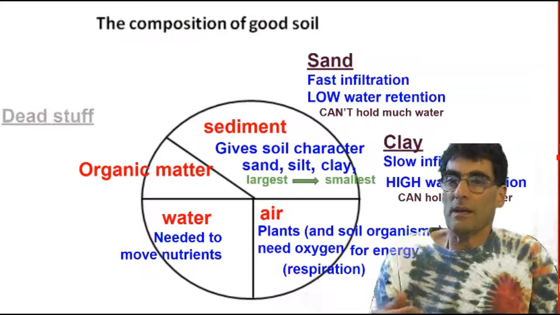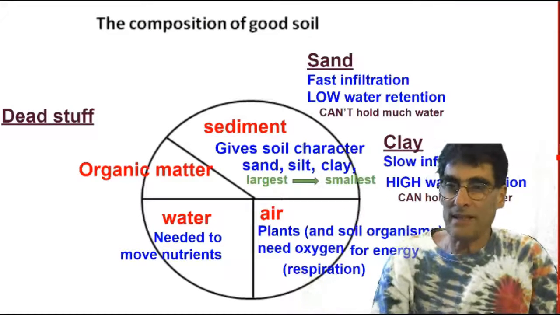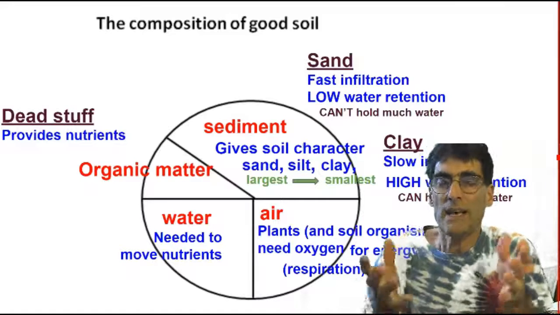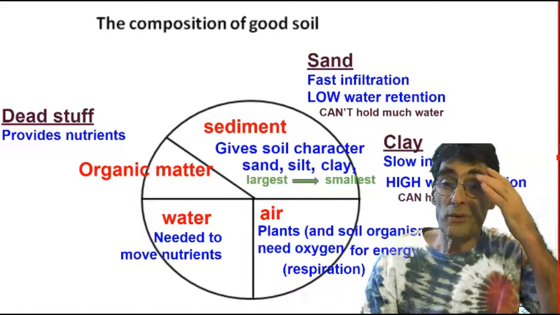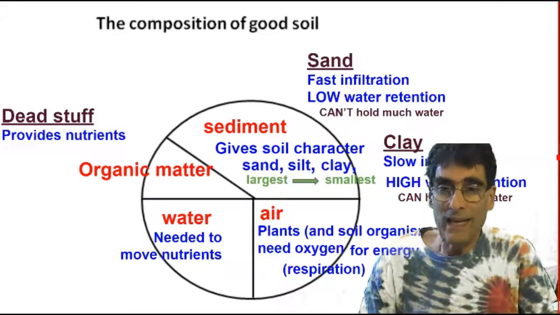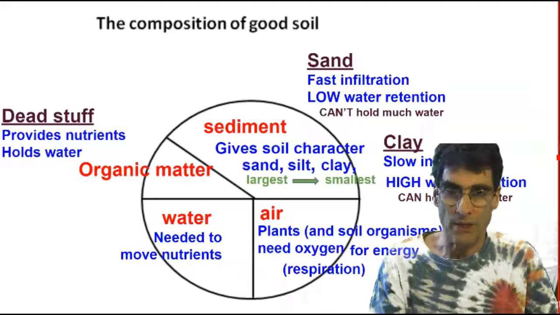So if you look back in your notes, we know that organic matter is dead stuff and living stuff, and the dead stuff provides those nutrients. Plants need nutrients, just like you need vitamins, you need nutrients, you get them from food. Plants get a lot of their nutrients from organic matter. Also, organic matter holds water, the dead stuff.